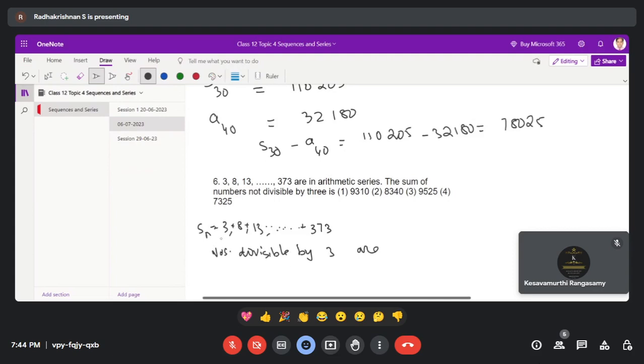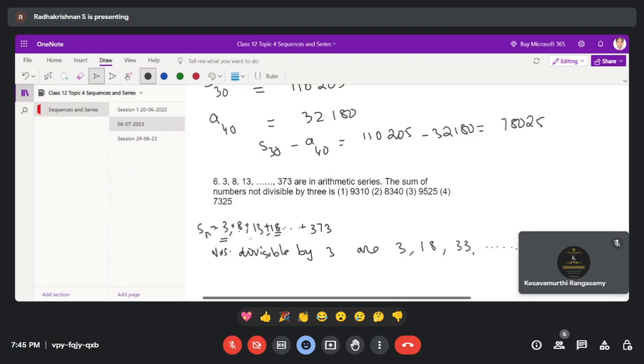So you can see first number is divisible by 3. Next number is not divisible by 3. Next number is not divisible by 3. And next number is, because here it is getting added by 5, 3, 8, 13, 18. So next 18 and then 33, sir. Correct. Then 48. Right. So how many terms will be there in this?